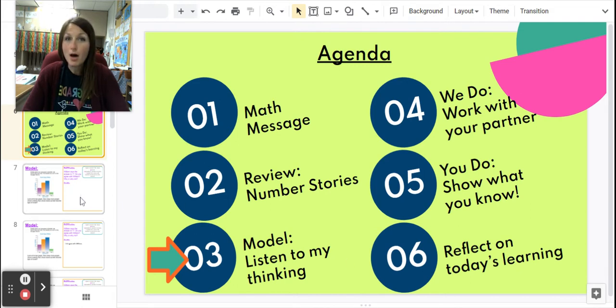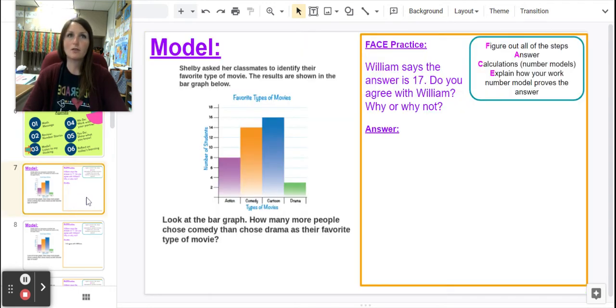I'm going to go ahead and model one question. All of these came from Evaluate, and they're our lowest questions, the ones we got the lowest scores on. So let's look at the problem first, which is what I'm going to solve. Then I'm going to come over here and try to do the FACE strategy question. This says, Shelby asked her classmates to identify their favorite type of movie. The results are shown in the bar graph below. Look at the bar graph. How many more people chose comedy than chose drama as their favorite type of movie?